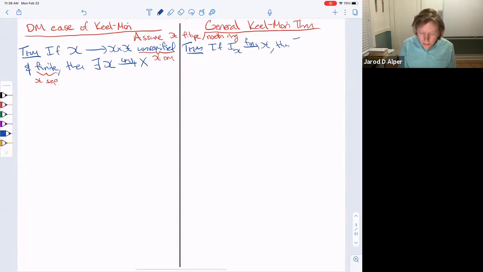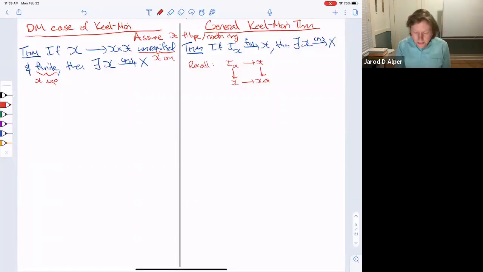Then there exists a coarse moduli space. And here, maybe let me just recall that the inertia is the fiber product over the diagonal. So certainly if X is separated, certainly the inertia is finite.